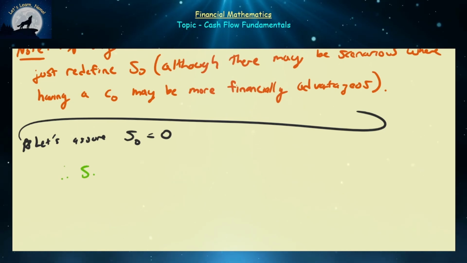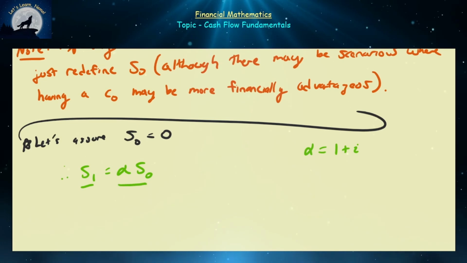So S1, by definition, is just going to be the accumulation of S0. And keep in mind, alpha is equal to 1 plus i, alpha our periodic accumulation factor, and i our effective interest rate. And then the balance at S1 is just going to be the future value of S0 at time t equal to 1, plus the amount of money that you deposit into the account or pay off the account at time t equal to 1. So that's your first cash flow.